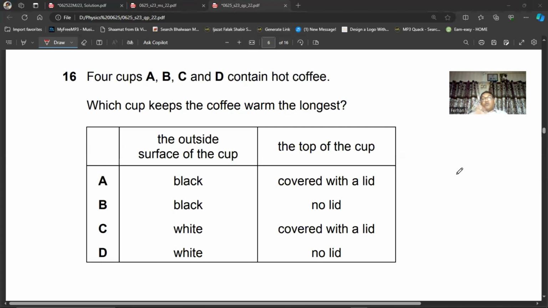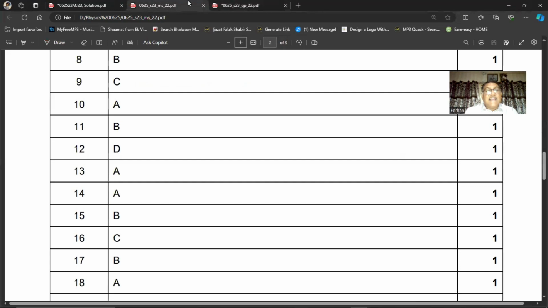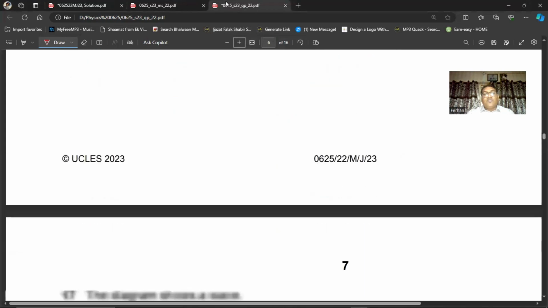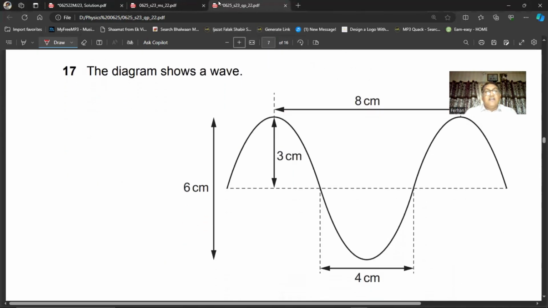So the outer surface should be white, and the top of the cup must be covered with the lid, and then that cup will keep the coffee warm for the longest time. So I think white and covered with the lid. So I think question number 16, C is the answer, sir, and that is the right answer. Okay, now we are going to the next part. That is question number 17.